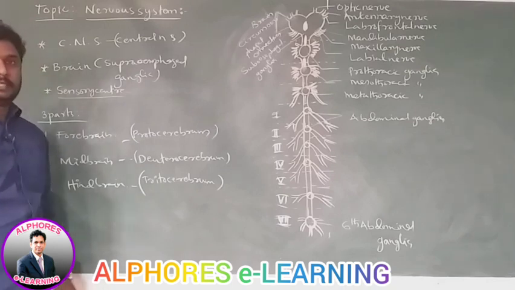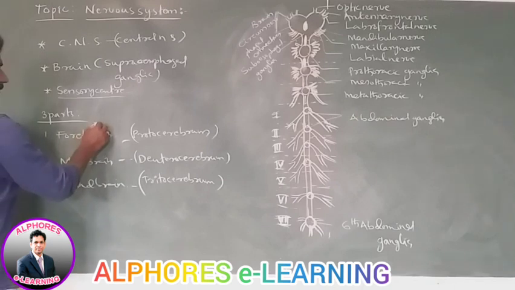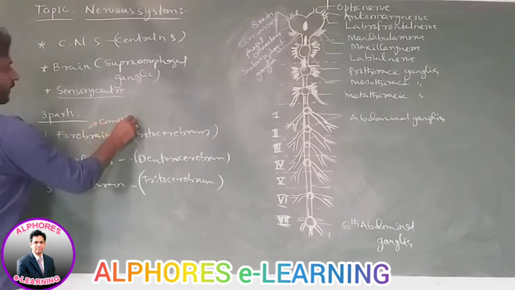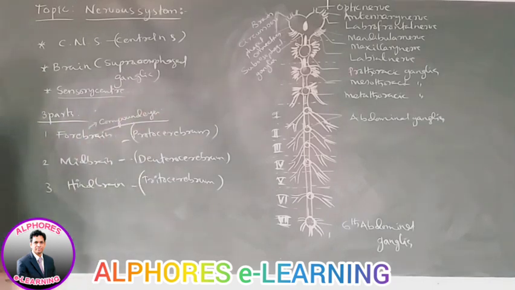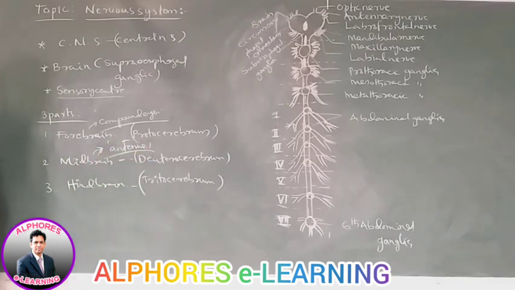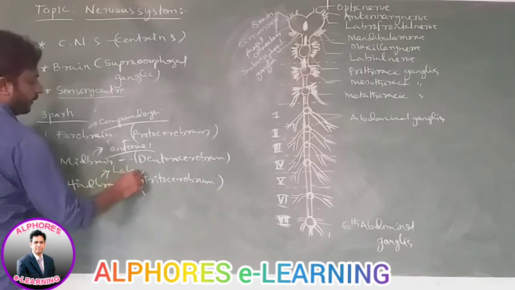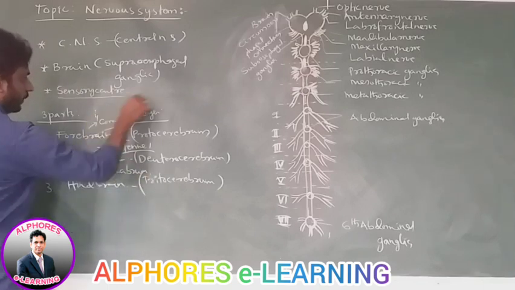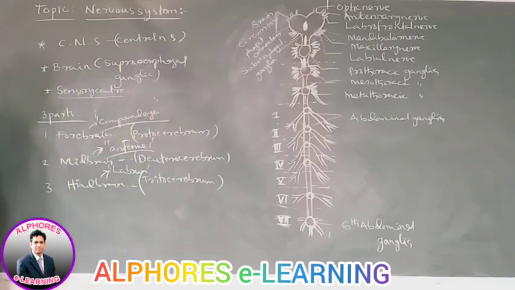These three parts receive the sensory impulses. Forebrain receives the sensory impulses from the compound eyes. Midbrain receives the sensory impulses from the antennae. Then hindbrain receives the sensory impulses from the labrum. Compound eyes, antennae and labrum are the three sensory organs.